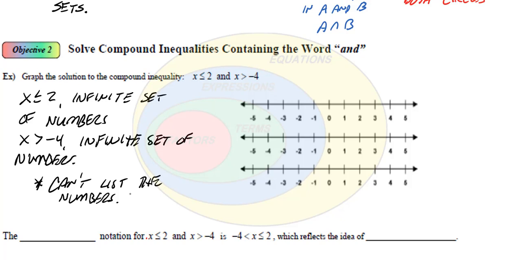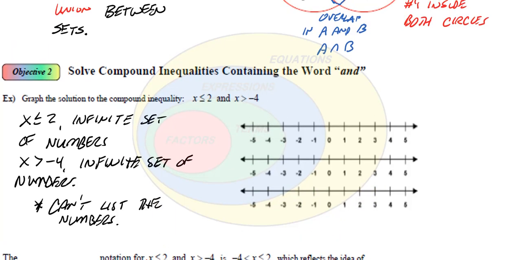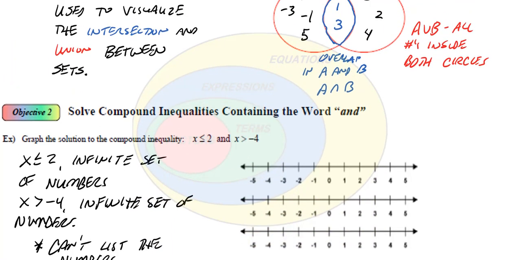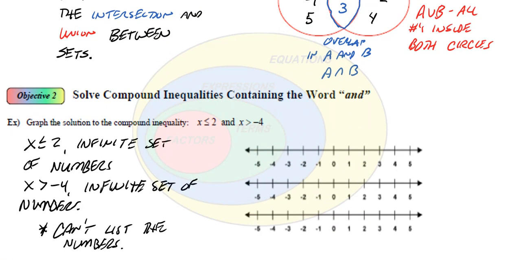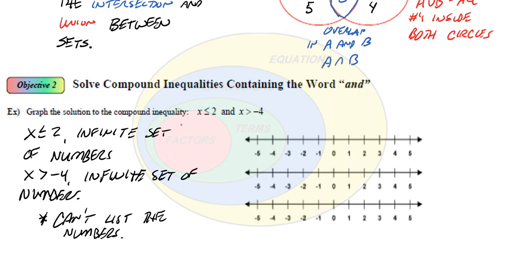So a way around this is to compare the graphs. We use the idea of a Venn diagram and visualize the sets instead. So here's what we do. If we want to graph the solution to the compound inequality, and we want to compare these two sets of infinite numbers, then we compare their graphs, which is a visualization of the solutions of the numbers. And these graphs are built on adjacent number lines. These number lines are basically lined up.